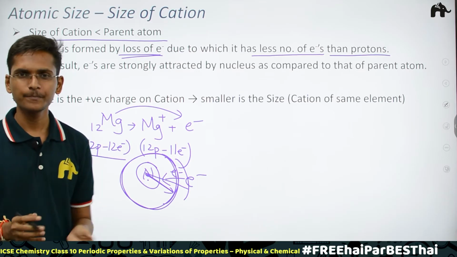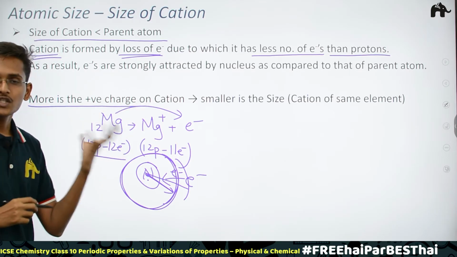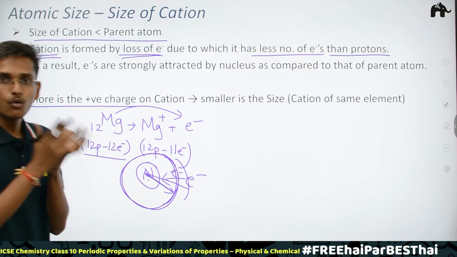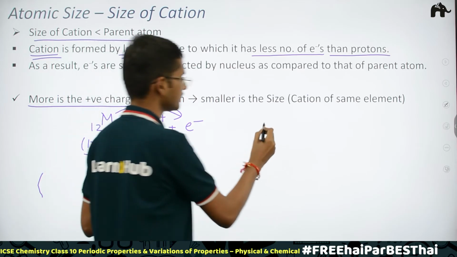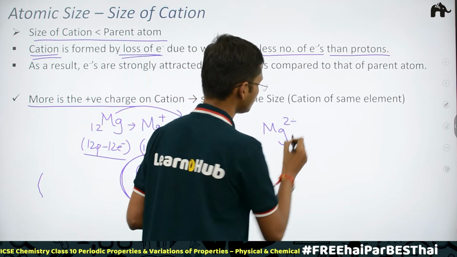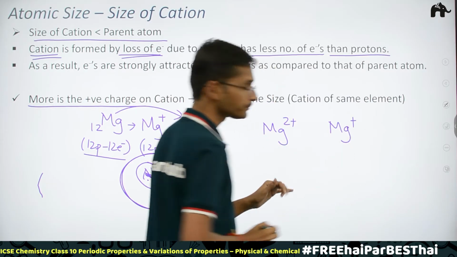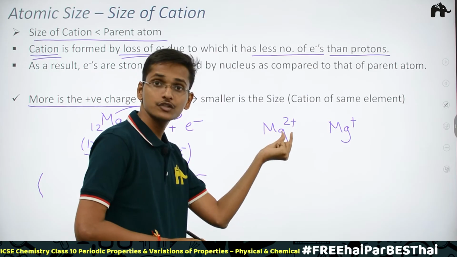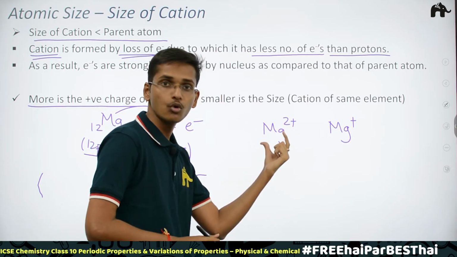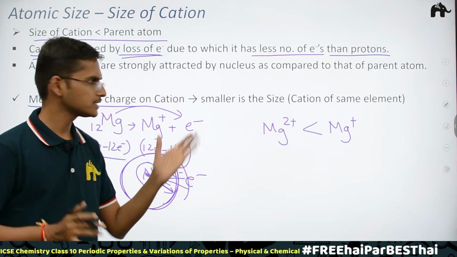Very clear. Now one more interesting feature: when the charge on the cation is more. For example, this is the Mg2+ ion and this is the Mg+ ion. Here the charge on the cation is plus 1, and here the charge is plus 2. Now when the charge on the cation is more, its size is less. How? The same logic.